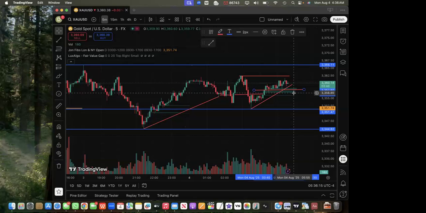And the point that price tested, which is not too far from where we're taking our entry from, is this one right here, 3357. If you want to move it to this place, it might be too far, because you don't want to do too far of a stop loss because of gold. Gold is very volatile. So you can set it here.